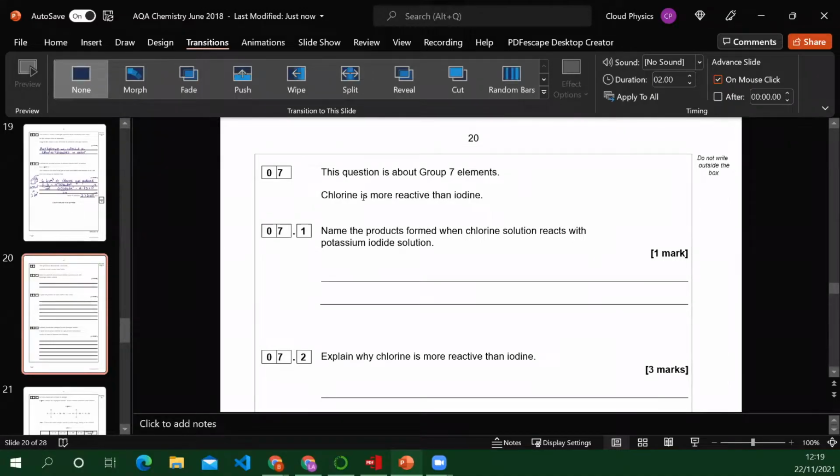So obviously that's an important statement. Chlorine reacts with potassium iodide. If chlorine is more reactive, the iodine would get kicked out of the potassium iodide solution. So it would form potassium chloride and iodine. The iodine's getting displaced. That's why we've been told that.